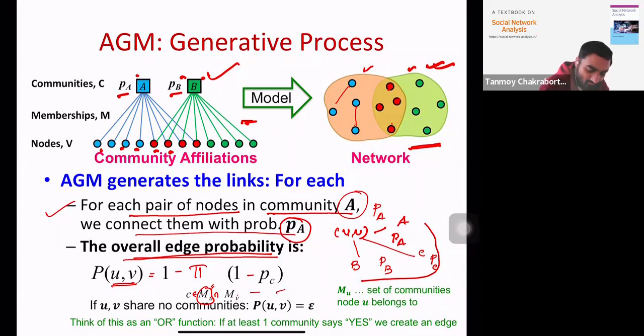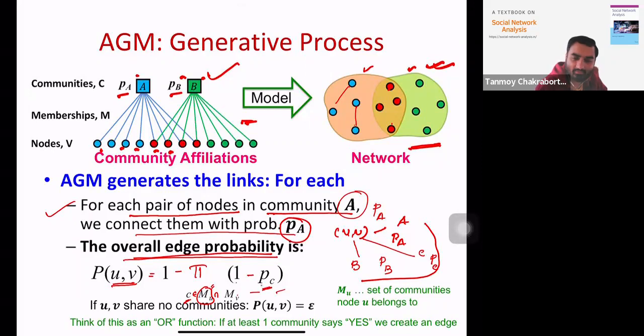So I take MU intersection MV, meaning those communities where both the nodes U and V belong to, right? For every such shared community C, what is PC? PC is the probability that I would connect these two nodes because of the shared community C. This is the probability PC.